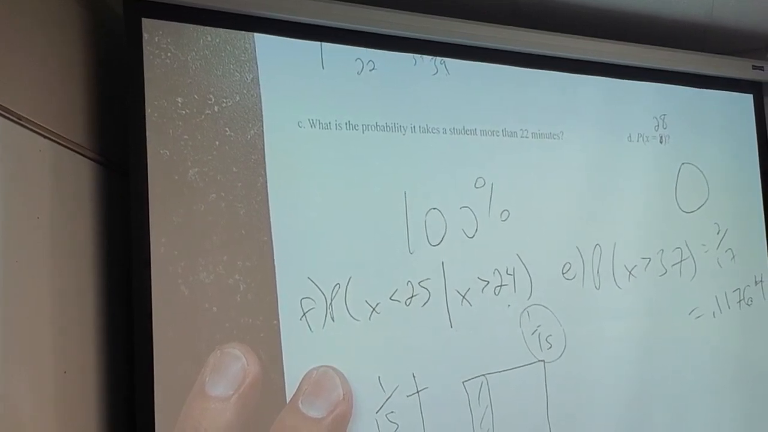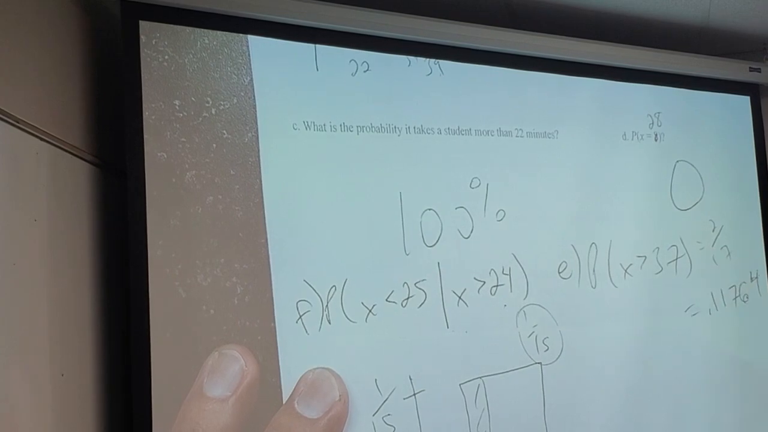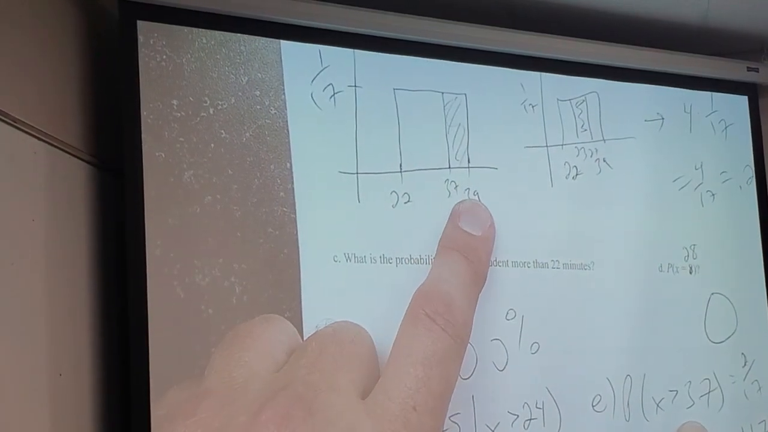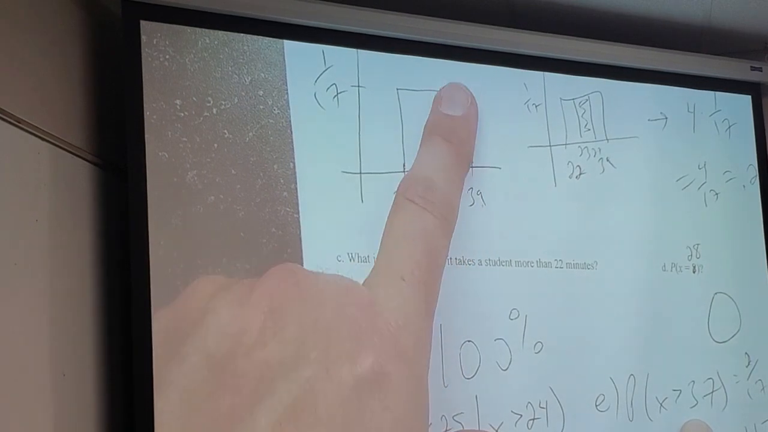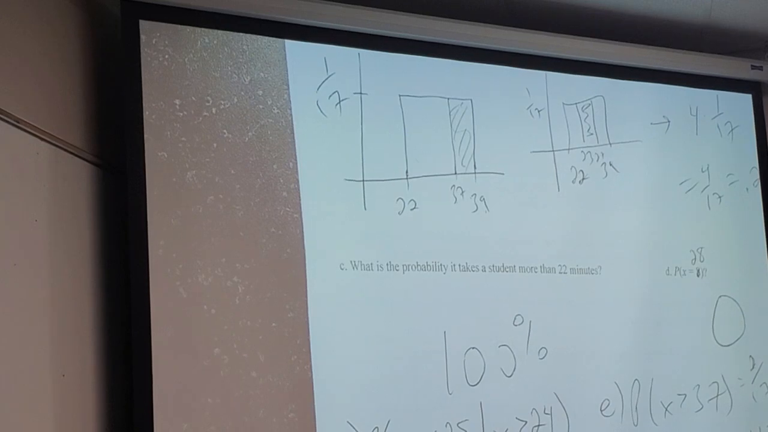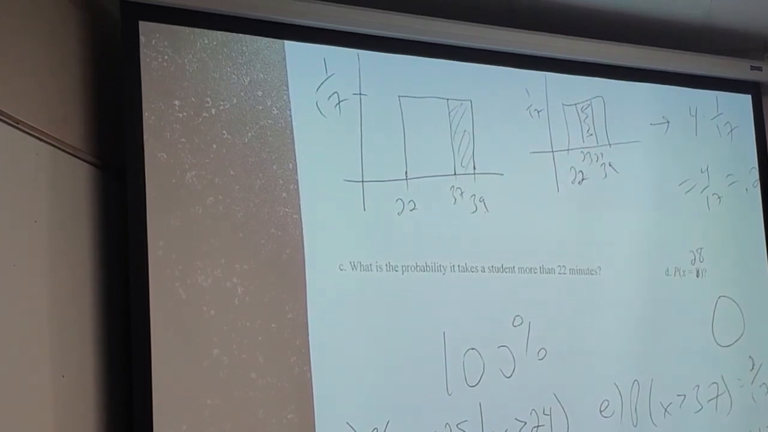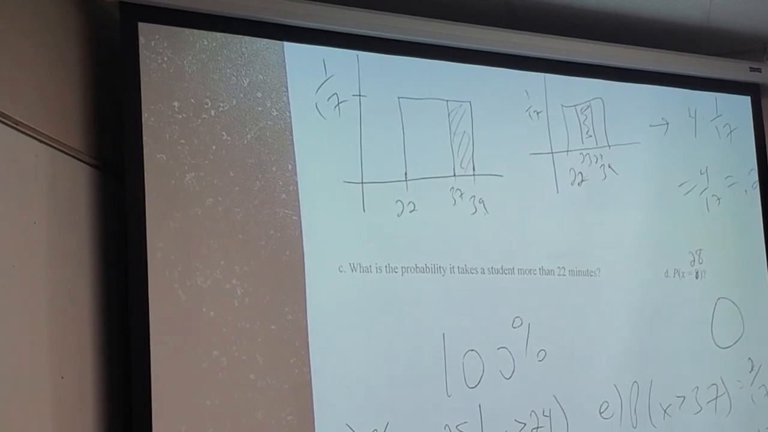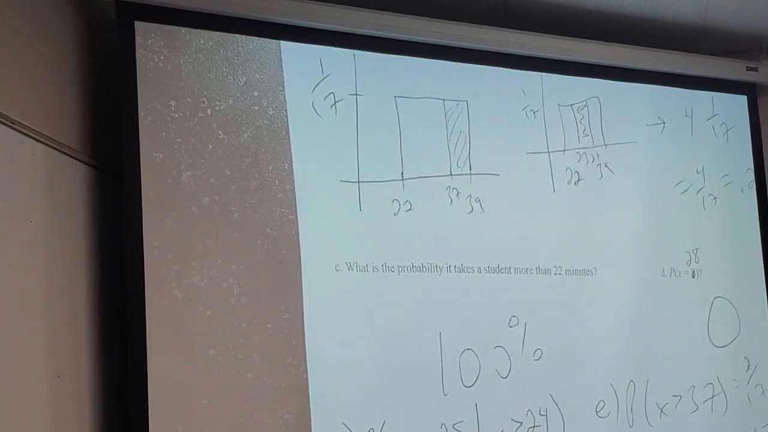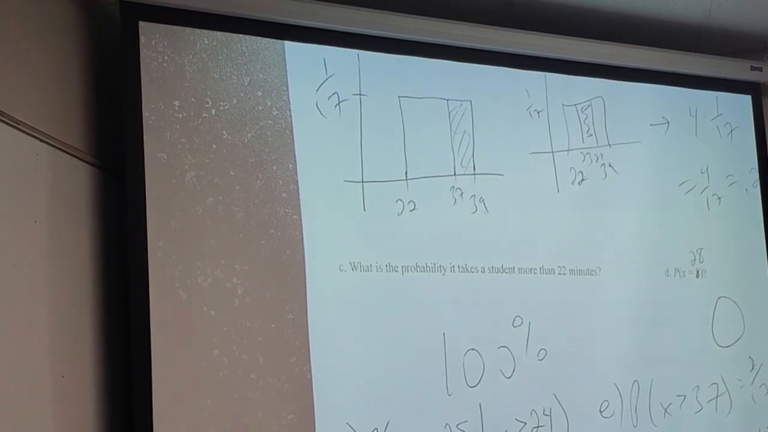Oh, here? There. Yes. Greater than 37. Yeah, so it's only got a width of 2 within this. Anything above 39 adds nothing, correct? It's like if I ask you, I have a normal die, it's invisible, but I can tell. What's the probability I roll more than a 5? 1 out of 6, yes?